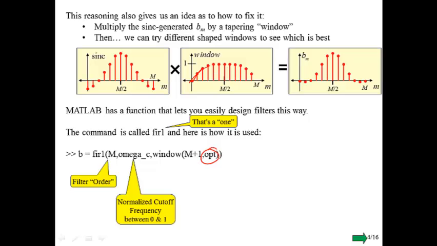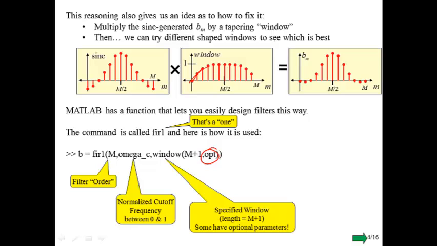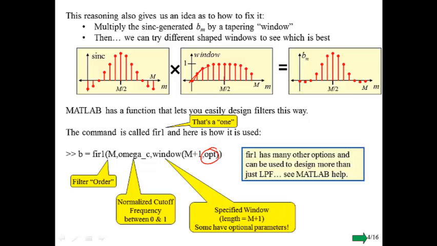The cutoff frequency is normalized between 0 and 1, 0 corresponding to 0, 1 corresponding to pi. So if you wanted 0.6 pi, you'd put in 0.6. For the specified window, we'll talk about some of the names of the possible windows that you can pick. And FIR1 has many other ways of calling it, and you can design more than just low-pass filters with it. If you type help FIR1, you'll get lots of information about other ways to call it.